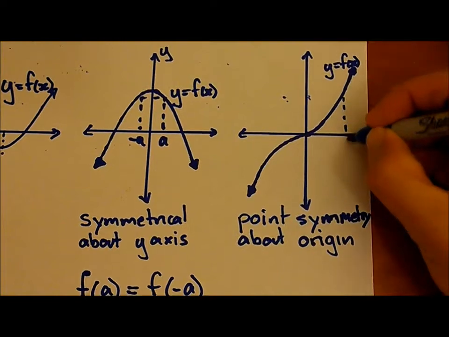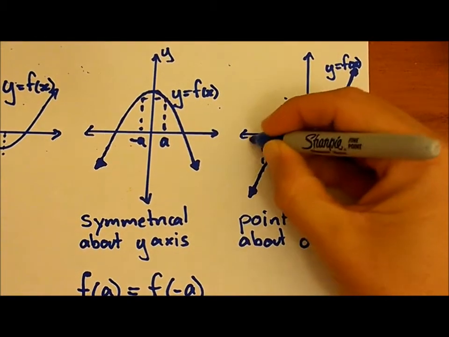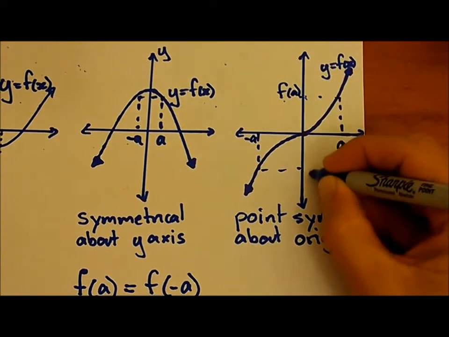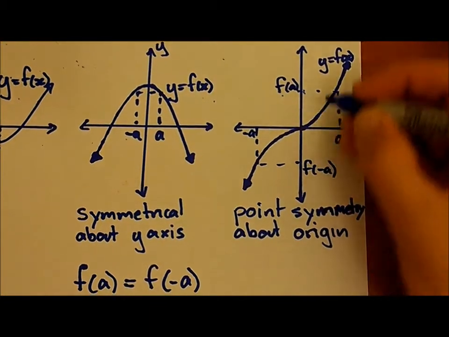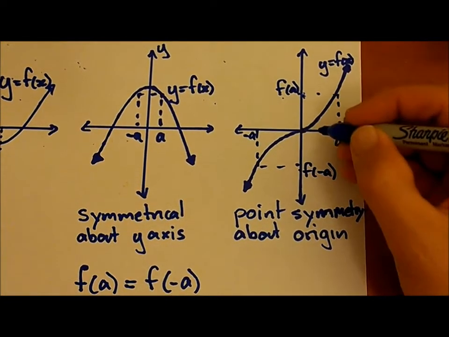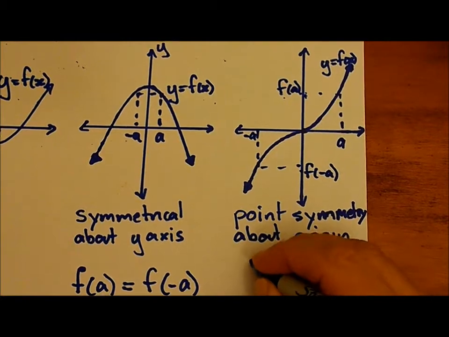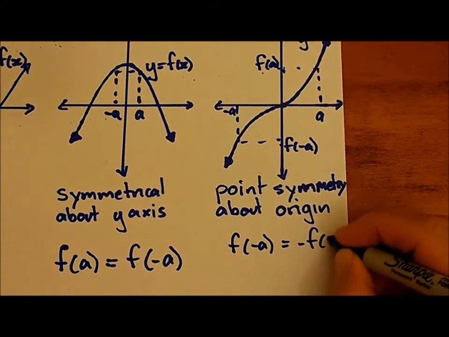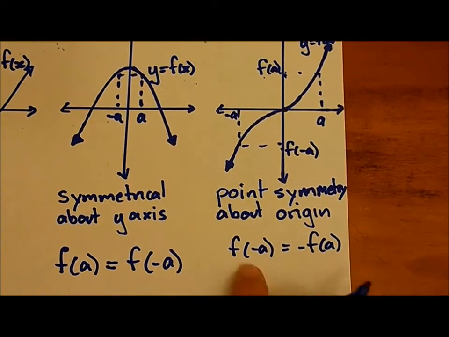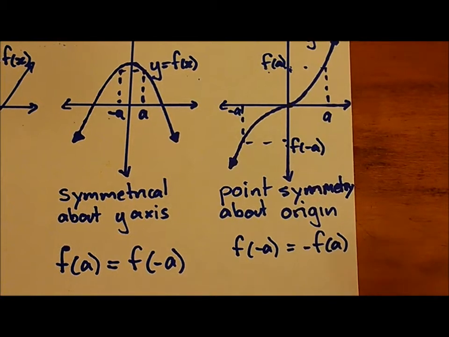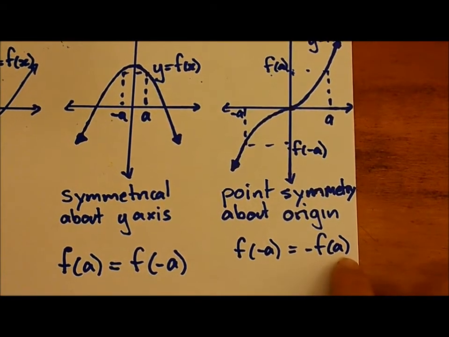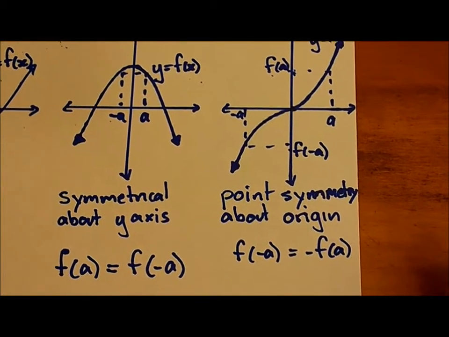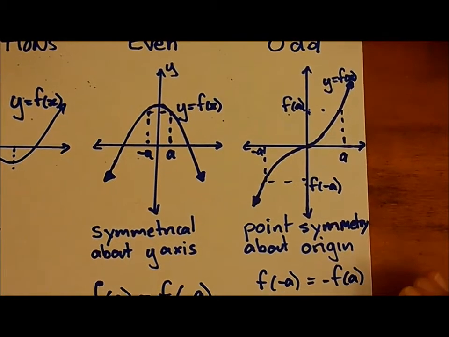Algebraically, here's a, here's negative a, function of a, function of negative a. You'll see that they're spaced the same, and they're the same height up there. So in other words, function of negative a is going to be equal to negative function value of a. So when we sub the values in this time, we'll get the same answer, but they'll have different signs. One will be positive, one will be negative. And that's the defining feature of an odd function.